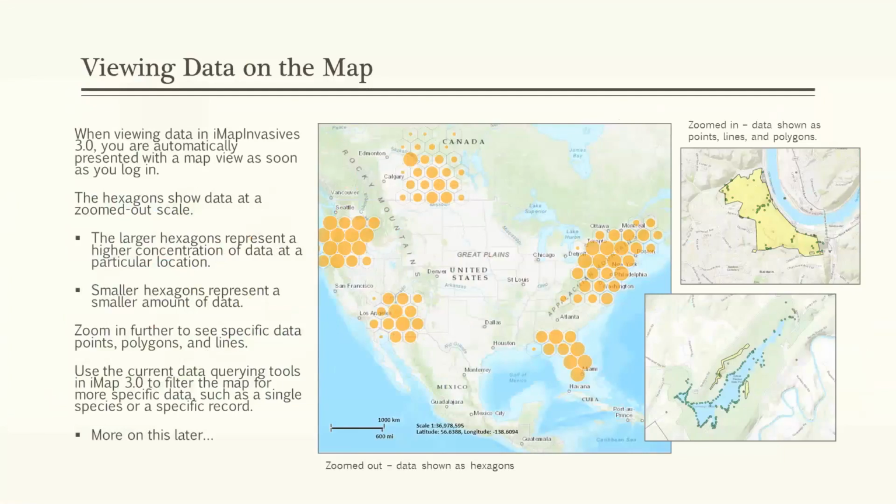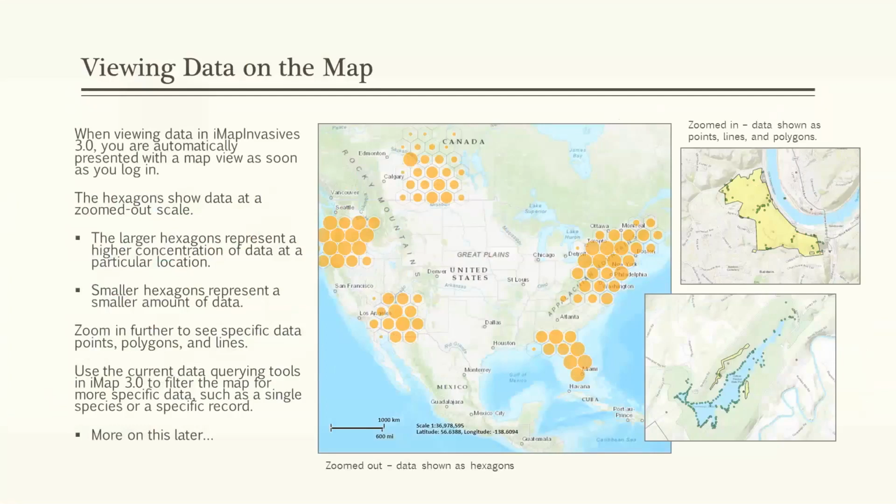And that map has hexagons on it that's essentially telling you that data exists at this location, but because it's at such a zoomed out scale, it can't show you specific data, at least not yet until you zoom in. So these larger hexagons that you're seeing essentially represent a higher concentration of data at that location. And the smaller the hexagons are, it just is representing that a smaller amount of data exists at that place. So in order to actually get at the specific data, there's points, lines, and polygons.